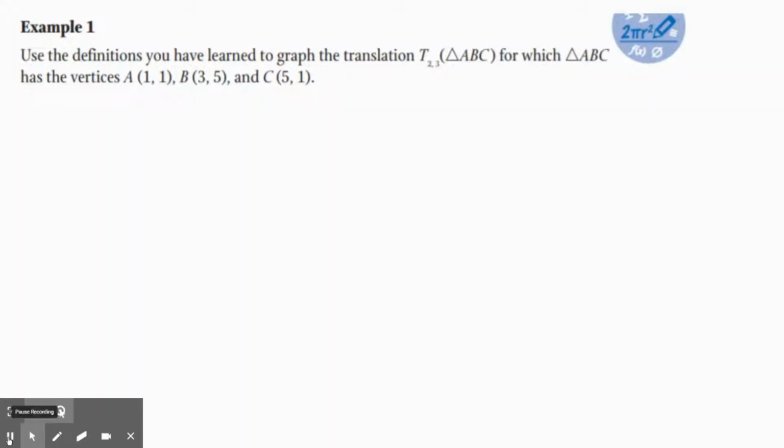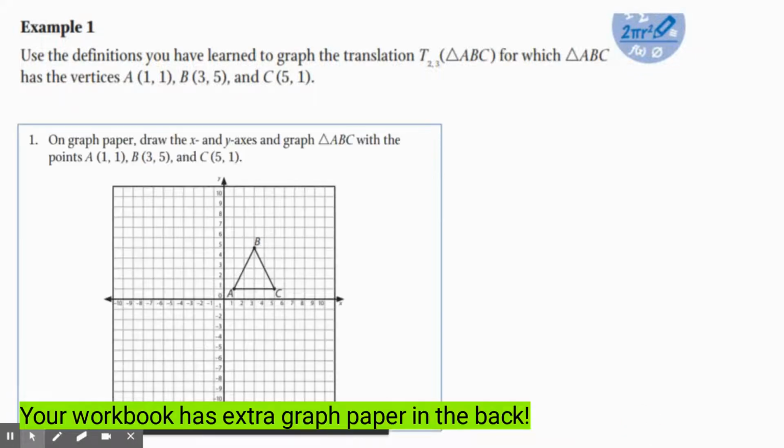Example 1 says, use the definitions you've learned to graph the translation (2, 3) for triangle ABC. And then it gives the vertices of (1, 1), (3, 5), and (5, 1). First thing you should always do is graph it on a piece of graph paper. There's graph paper in your workbook. And as you can see here, we have points A, B, and C graphed.